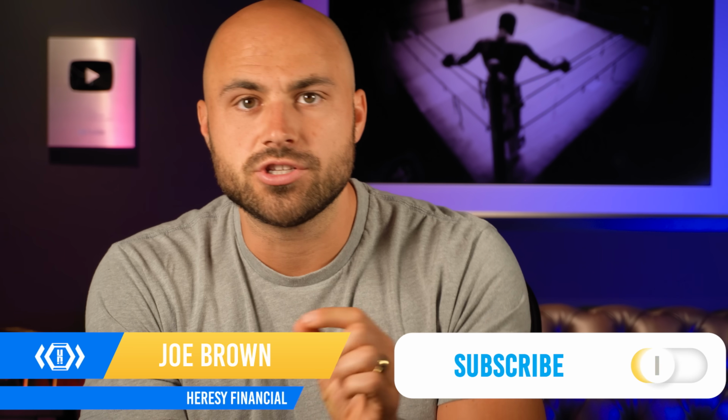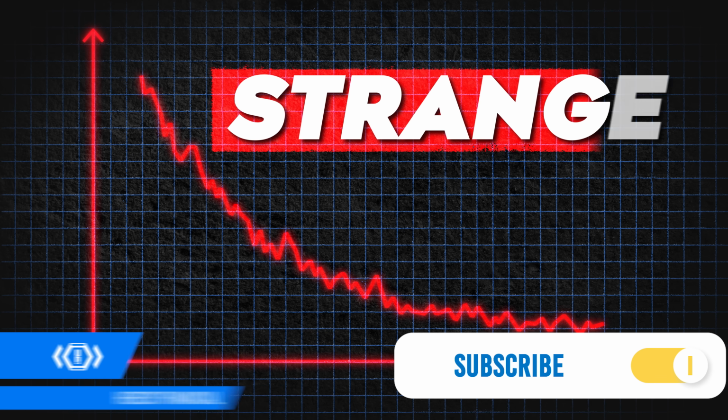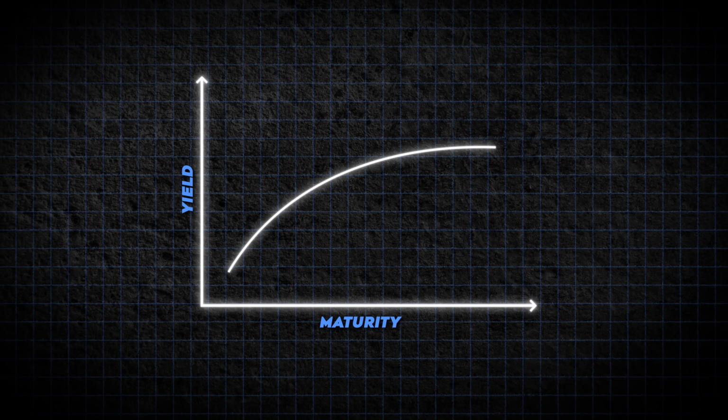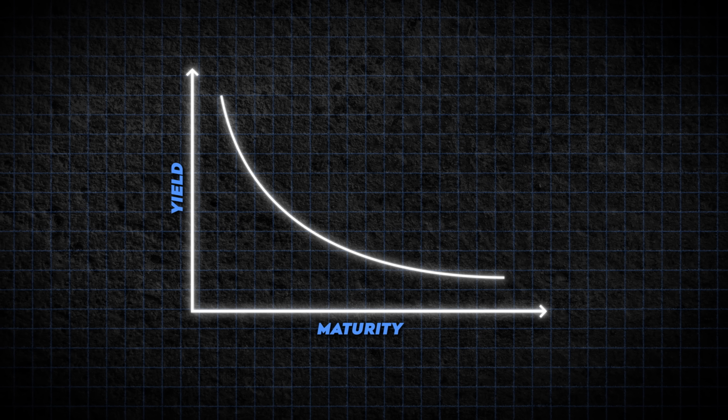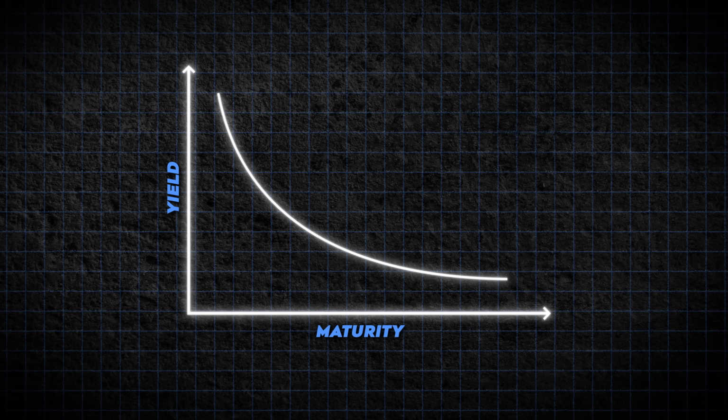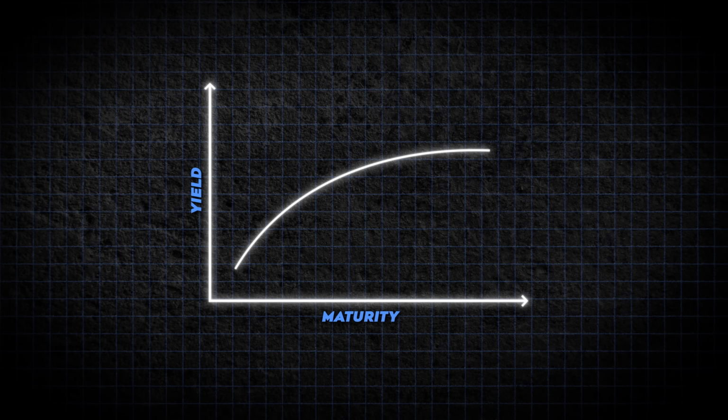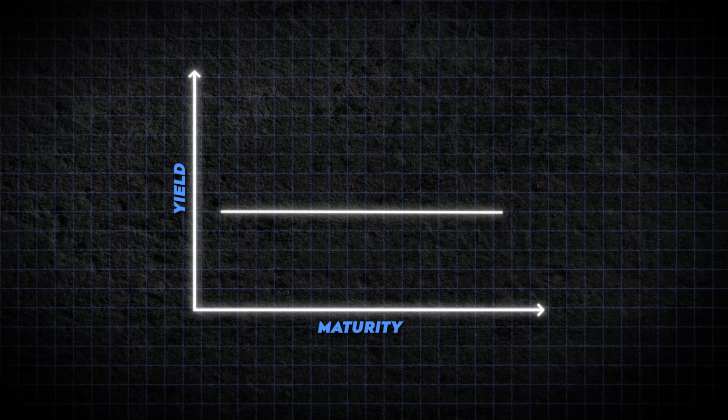The US yield curve is doing something extremely strange. This is what the yield curve normally looks like, but this is what it has looked like for some time now. Even more interesting than that is the fact that over the last couple of months, this has been flattening. The yield curve has been uninverting.